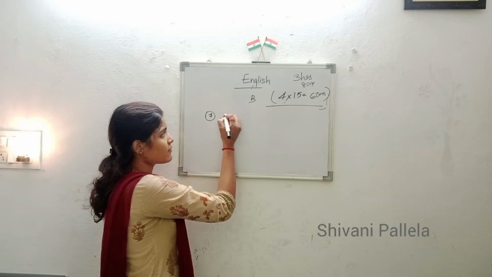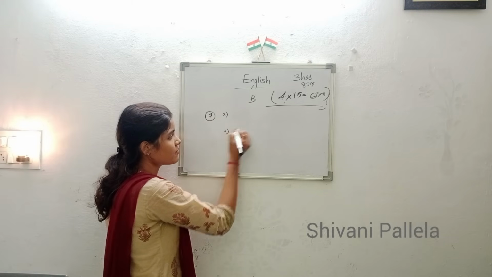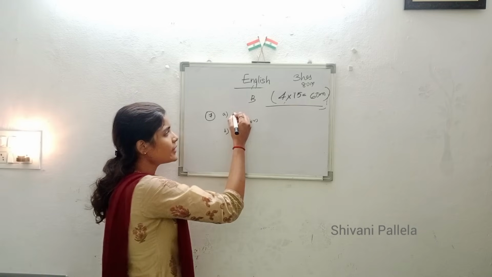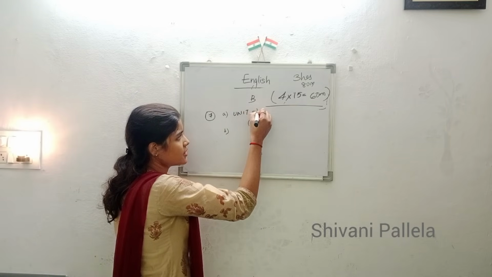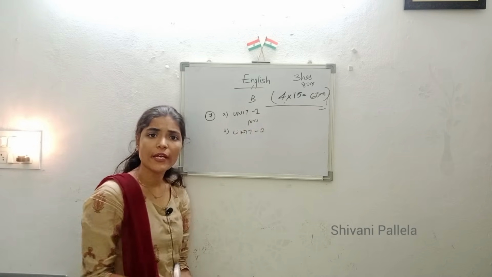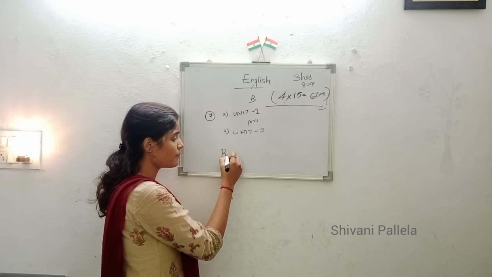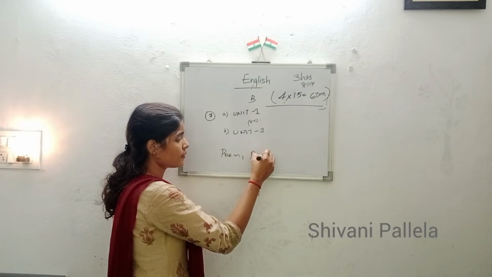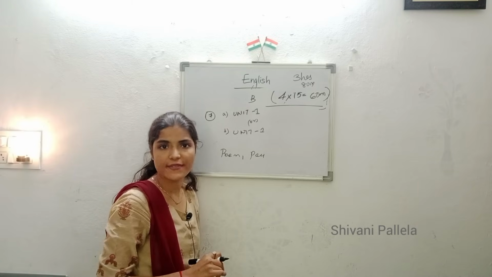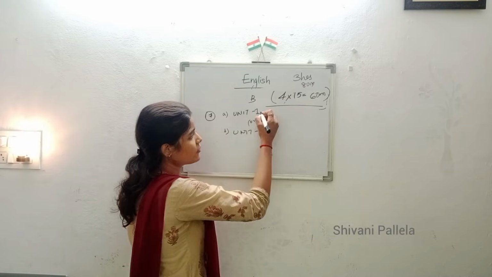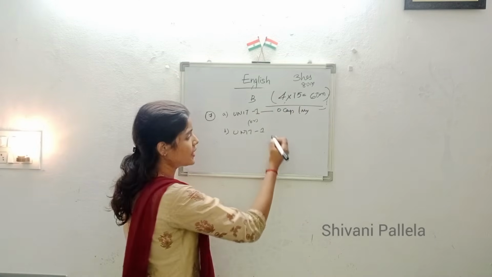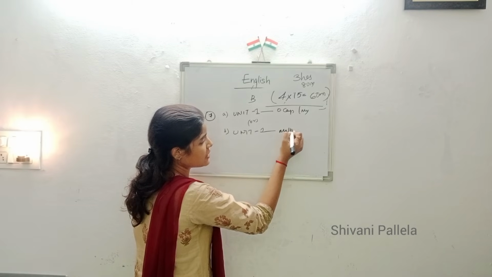In part B, 7th question A will be there, 7th question B will be there, an or option will be there. Any one you need to attempt. The 7th question will come from unit number 1. In unit number 1, you have poetry, like O Captain, My Captain, and Mallika Sarabhai. So here you will get an O Captain, My Captain question, or here you will get a Mallika Sarabhai question.